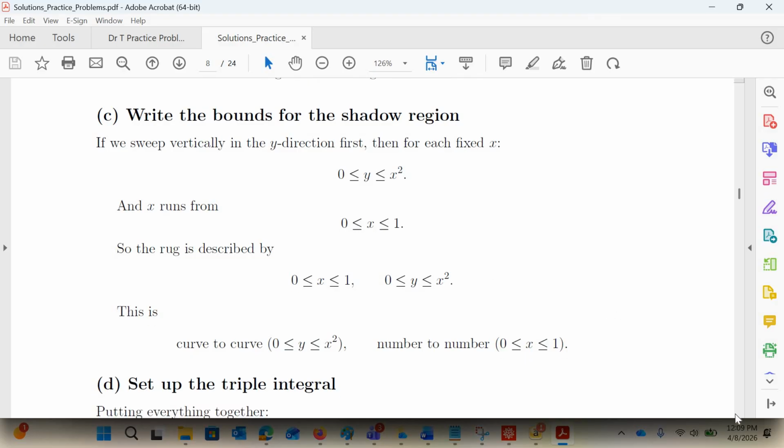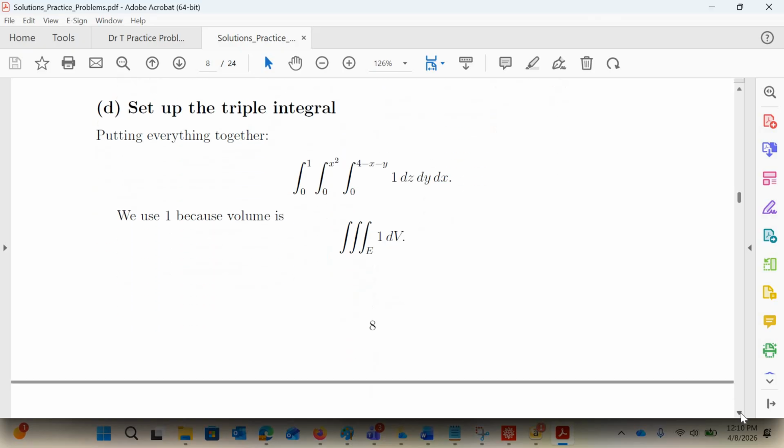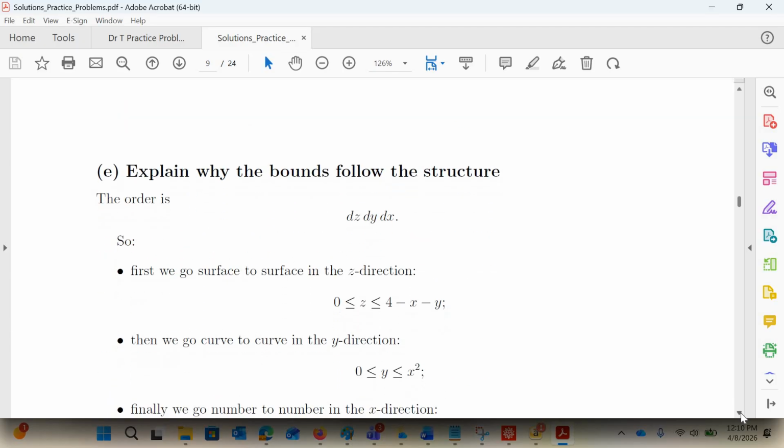So this triple integral comes together as this triple integral right here. Surface to surface is z equals 0 to z equals 4 minus x minus y. Curve to curve is y equals 0 to y equals x squared. Number to number is x equals 0 to x equals 1. And just remember, triple integrals give you the volume with the function being 1. So that's the easiest one. Now let's say I wanted to now change the order of integration.